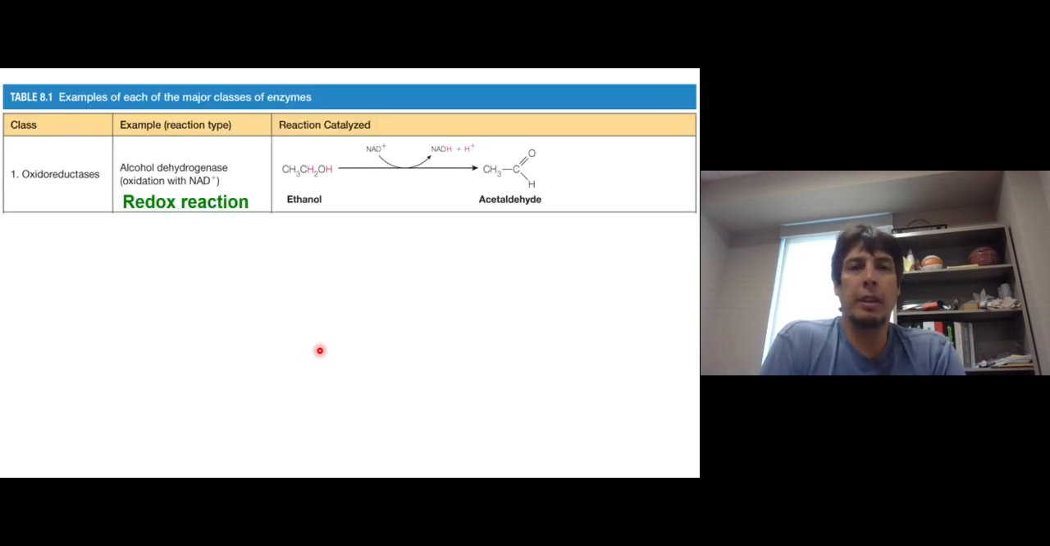There are different types of enzymes, and these are the major classes of enzymes. The first one is an oxidoreductase. One example of an oxidoreductase is alcohol dehydrogenase, which catalyzes the reaction of ethanol to acetaldehyde. We've seen this before. This is an oxidation of ethanol to acetaldehyde, with a corresponding reduction of NAD plus to NADH. You can classify these by noting that they're redox reactions.